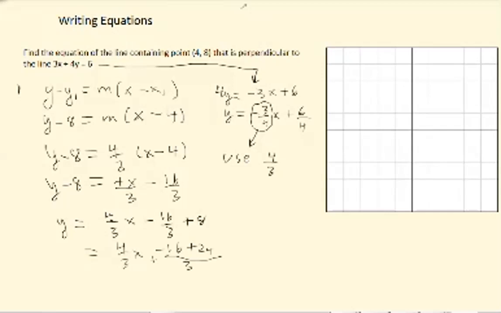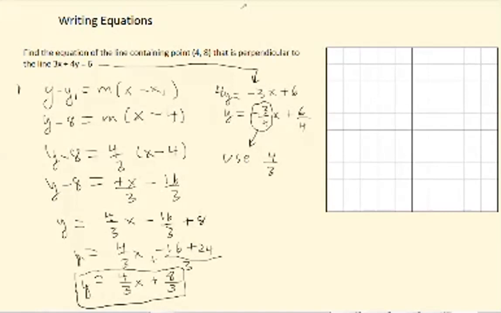Okay, so that would be 4/3 x. Let's see, that'd be a plus 8/3, right? So there is my final form there. And I'm going to leave it in that form. That is the, remember, slope intercept form, because the 8/3 is the intercept, 4/3 is the slope.